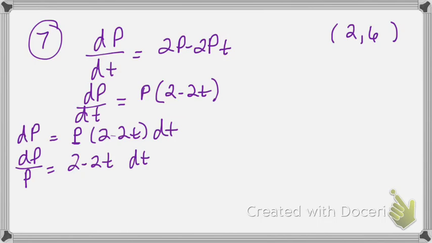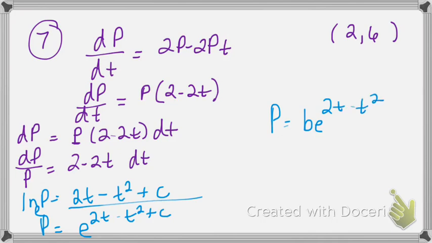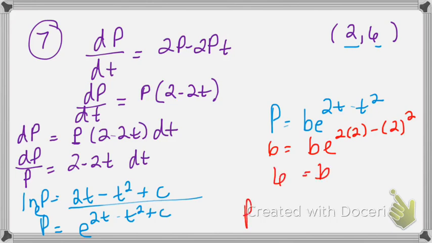Then you take the antiderivative. Okay, the antiderivative of dP over P is ln of P. Antiderivative of 2 minus 2t will be 2t minus t squared plus c. Alright, rewrite your equation. ln of P equals c plus that power, so P equals e to that power. But I remember that I'm going to put a b in front. Then I'm going to plug in the 2 and the 6. All of that's 0 in the power, so b is 6. So your equation is P equals 6 e to the 2t minus t squared.